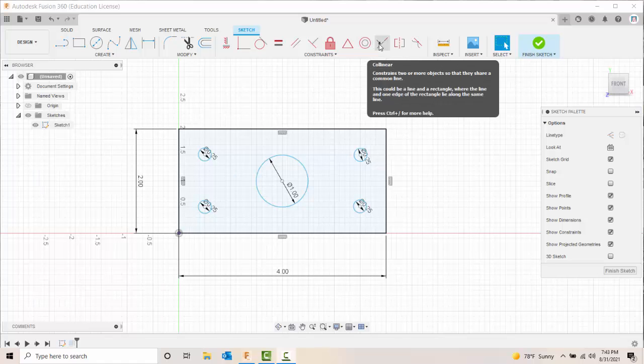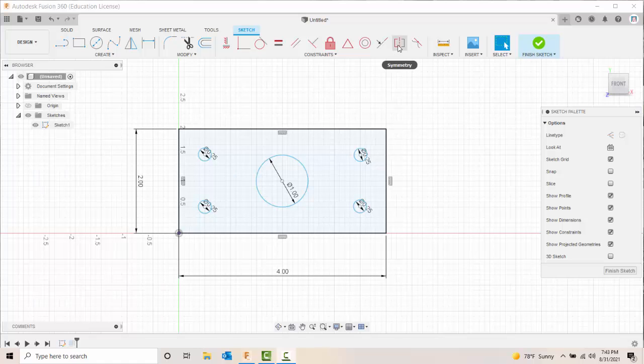We can make it collinear, so when two lines are collinear, they keep going in the same line. So if we extend the line, it would be the same line. We can do symmetry, so we can mirror one side to the other. And we have curvature, so if we have two objects, it creates a smooth continuous curvature between the two objects. I like to say it makes a nice smooth curving line in between the other two objects.